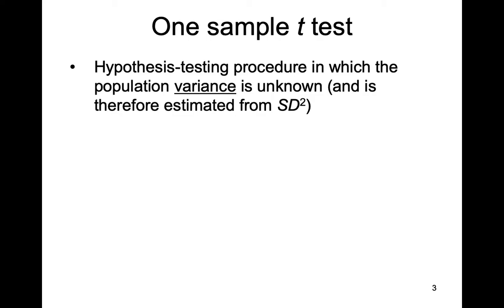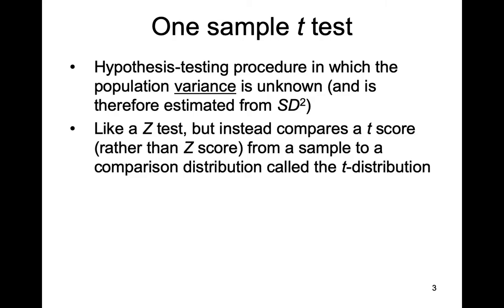So a one sample t-test is a hypothesis testing procedure in which the population variance is unknown and therefore it is estimated from the variance that we calculate using our sample data. It's very much like the z-tests that we've already learned, but instead it compares a t-score rather than a z-score from a sample to a comparison distribution, which is called the t-distribution.